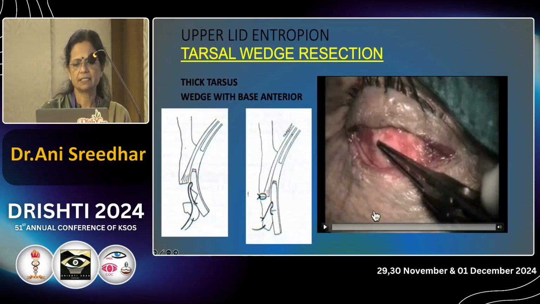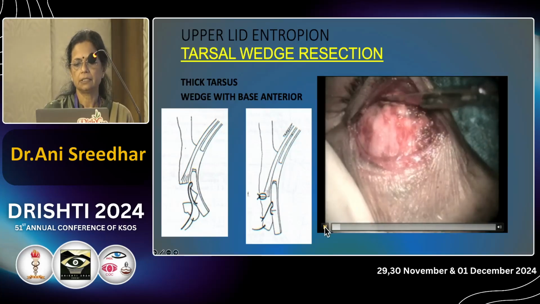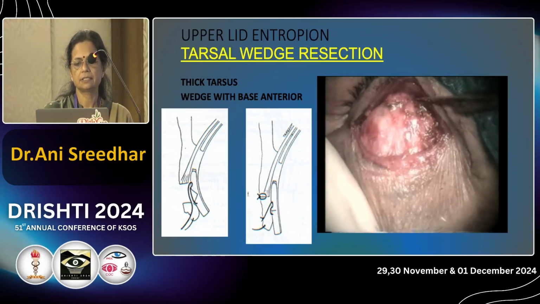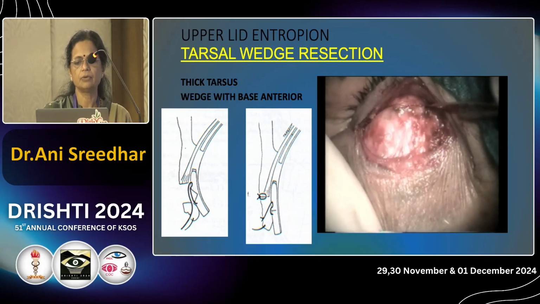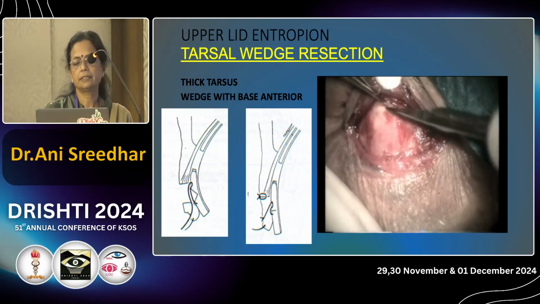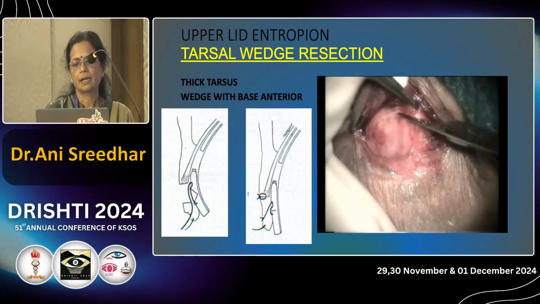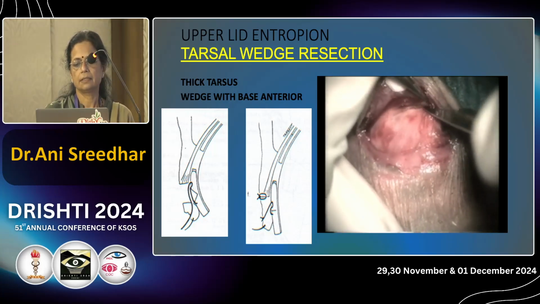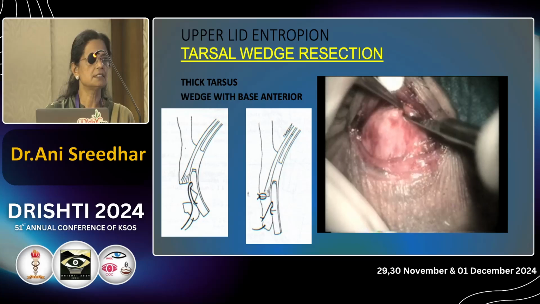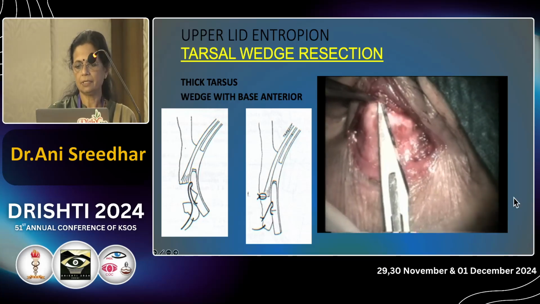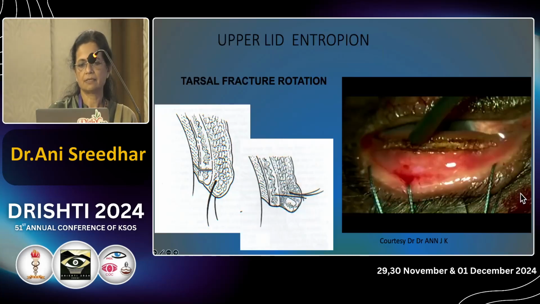Tarsal wedge resection, this is a very old video actually. Here you can use a cautery and shape a wedge with the base anteriorly, and then when you suture it, the lid turns out. That is the basic principle. That is a tarsal wedge resection.